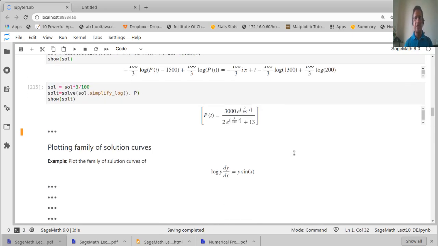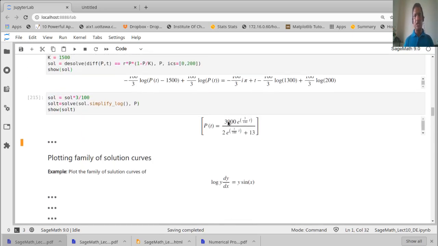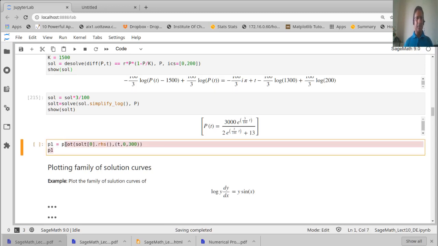Now see what the solution looks like. So this is the solution. P of t is equal to 3000 into e to the power 3 by 10 divided by 2 into e to the power 3 by 10 plus 13. That's the solution. It is explicit in t. Now let us plot the graph of this and see how the population growth model looks like. So we can plot the solution.